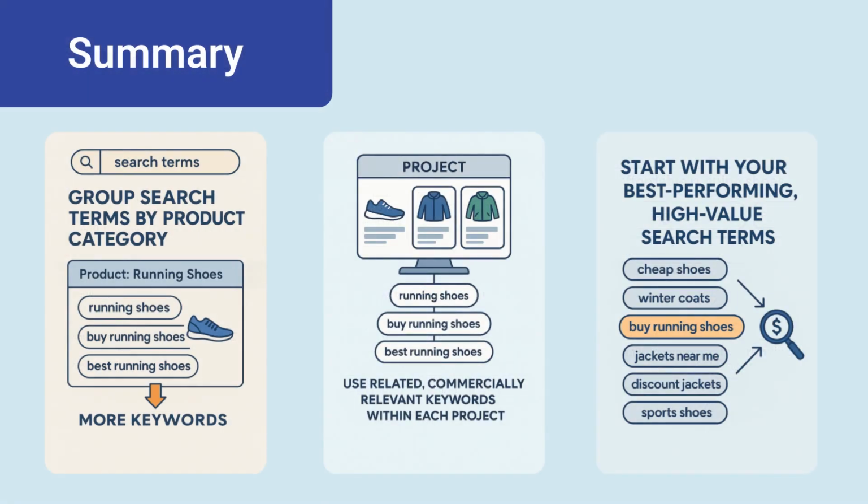You're now ready to set up structured, reliable tracking for your Google Shopping ads using the Projects module. Remember to group search terms by product category. Use related, commercially relevant keywords within each project. Start with your best performing, high-value search terms and monitor your capacity and coverage regularly. Your projects and reports will give you the competitive insights you need to optimize your shopping campaigns and make informed decisions about markets, budgets, and strategy.